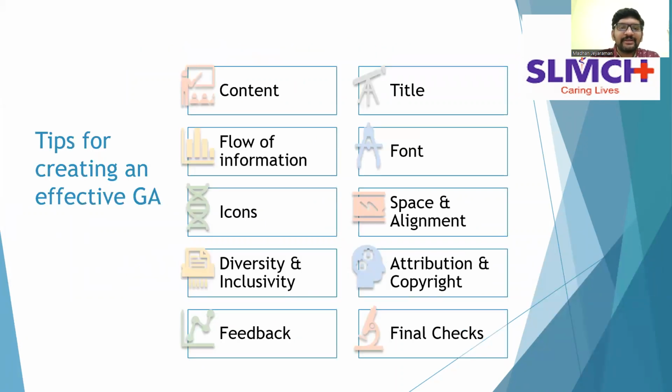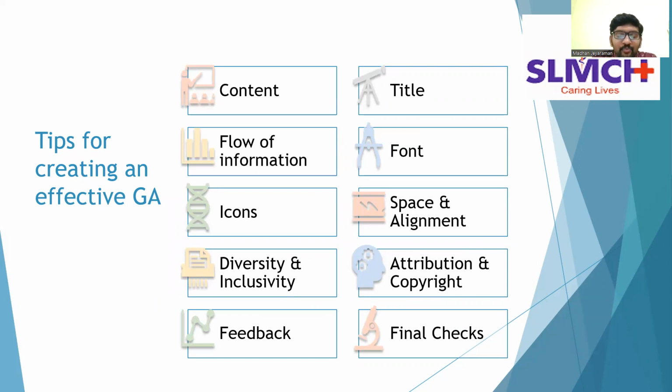So how to create a graphical abstract? There are certain tips to be followed. First, we have to identify the content for creating the abstract. Because of the space limitation in the abstract, what all contents have to be kept? Only positive findings are to be taken. And the second one is flow of information. The flow should be coherent.